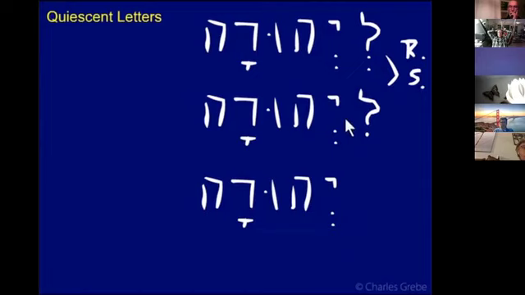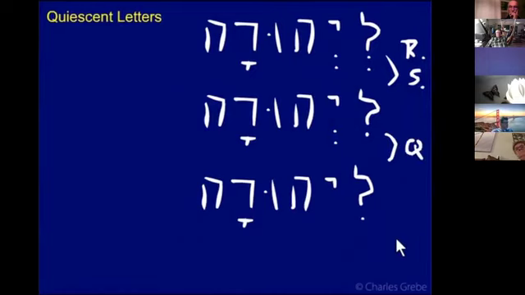And as with the Aleph now, the Yud finds itself at the end of a syllable. Here it was at the beginning before we added this. Now it's at the end. Yud can quiesce. In fact, it does. It loses its consonantal value and starts to function as a vowel. So let's put this down. Let's erase our, where's the erase? We'll erase our Shava under the Yud, and now we have Lihuda.